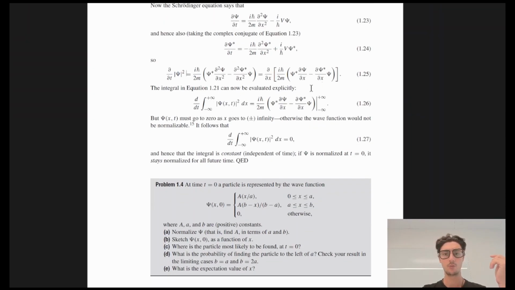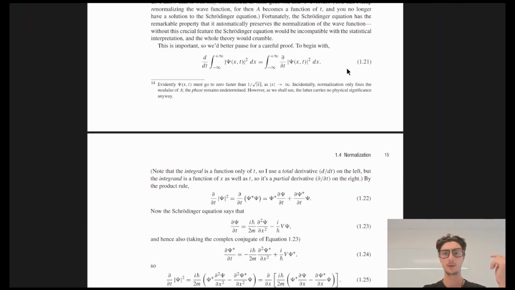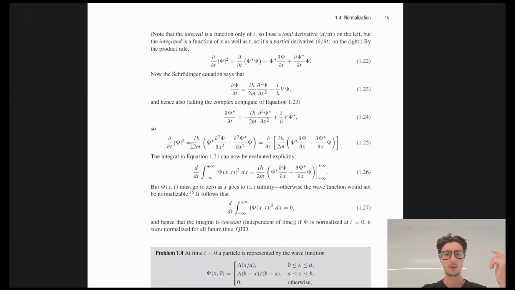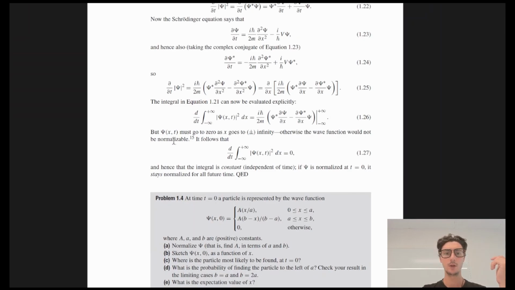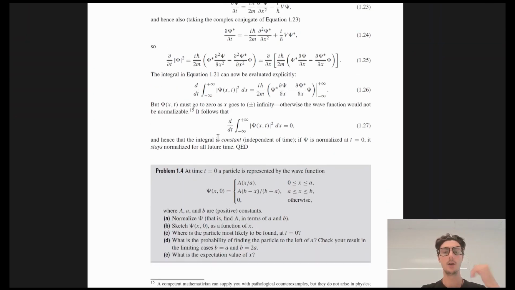The integral in equation 1.21 can now be evaluated explicitly. Boom. But psi of x comma t must go to 0 as x goes to plus or minus infinity, otherwise the wave function would not be normalizable. So the wave function has to go to 0 at the extremes. It can't diverge, for example, the way x squared or x cubed does. Otherwise, the integral of the wave function squared is not going to be 1. It's going to be some infinite number.